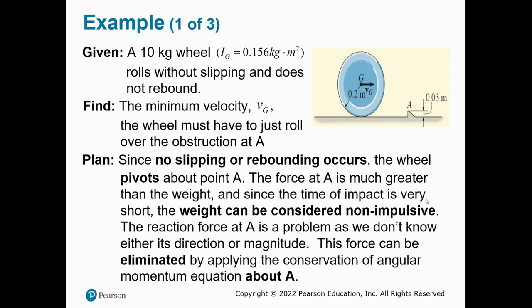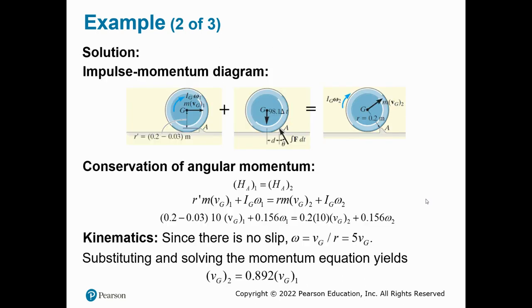The force at A is much greater than the weight, so since the time of impact is very small, the weight can be considered non-impulsive. The reaction force at A is a problem because we don't know either its direction or magnitude, so this force can be eliminated by applying the conservation of angular momentum equation about A. Starting with the conservation of angular momentum.